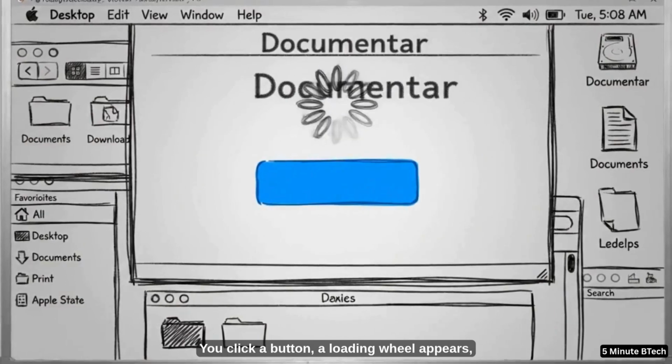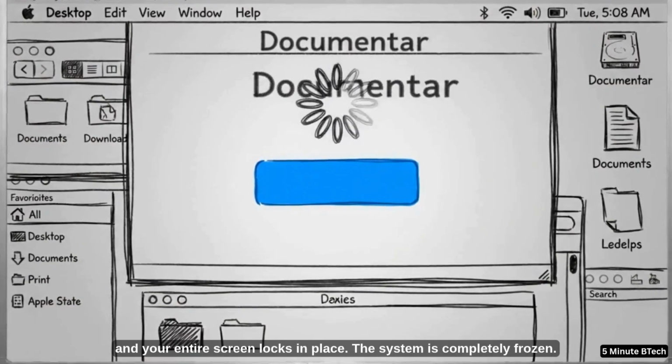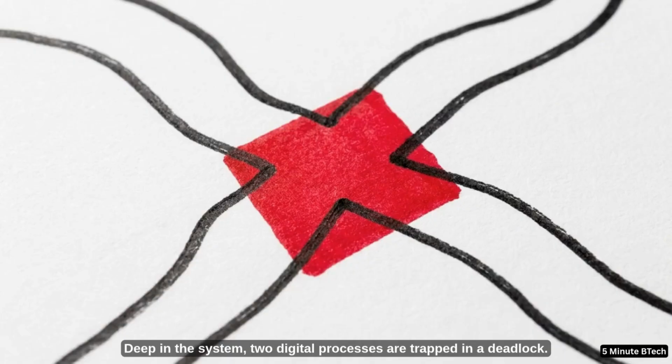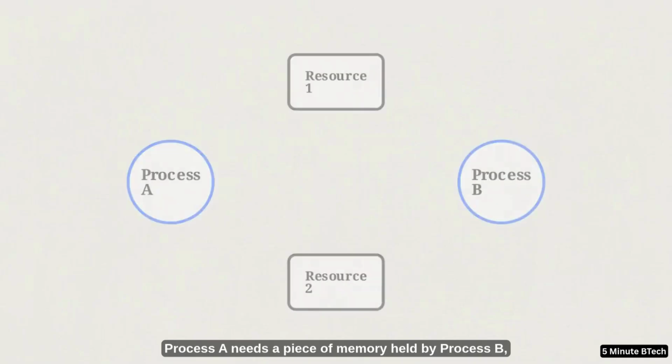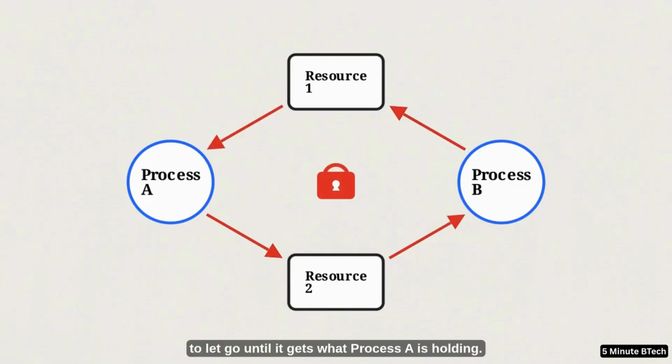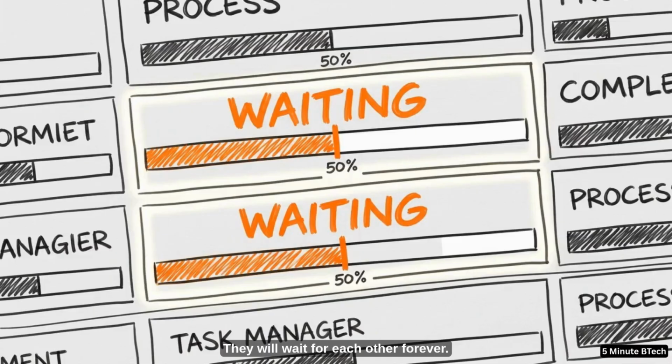You click a button, a loading wheel appears, and your entire screen locks in place. The system is completely frozen. Deep in the system, two digital processes are trapped in a deadlock. Process A needs a piece of memory held by Process B, and Process B refuses to let go until it gets what Process A is holding. They will wait for each other forever.